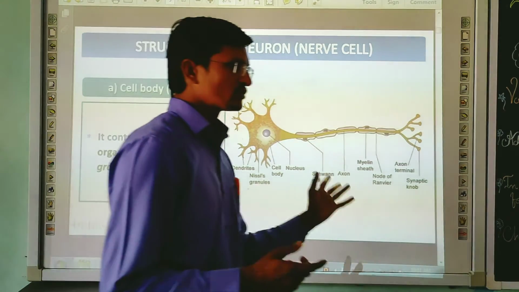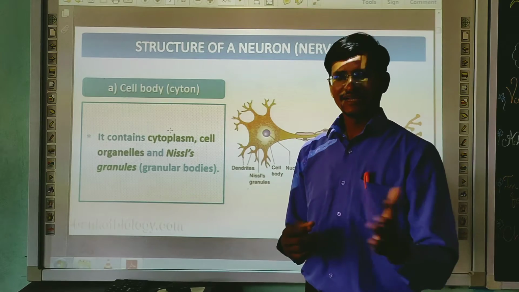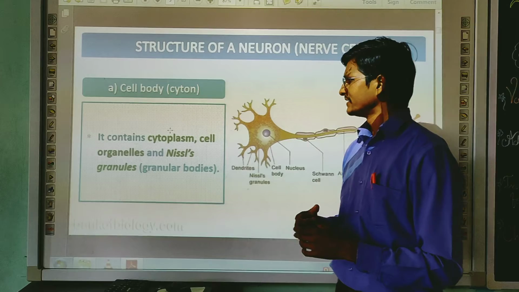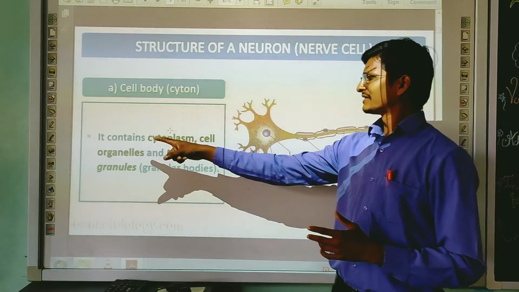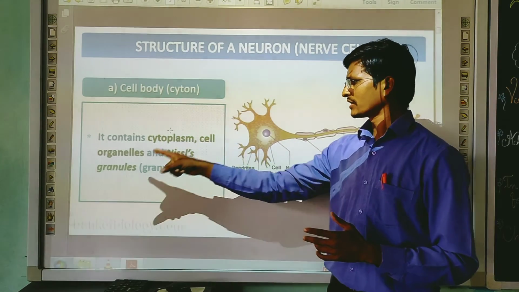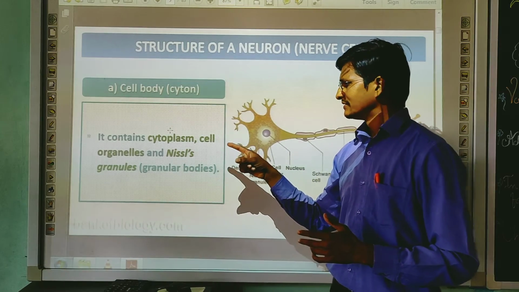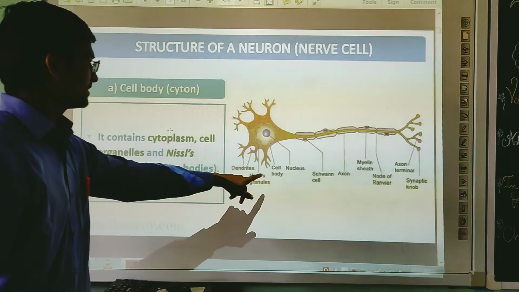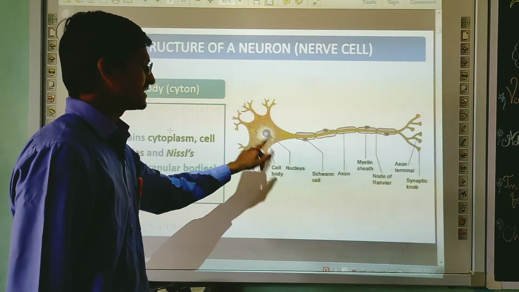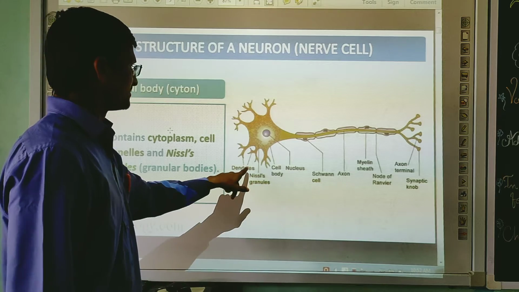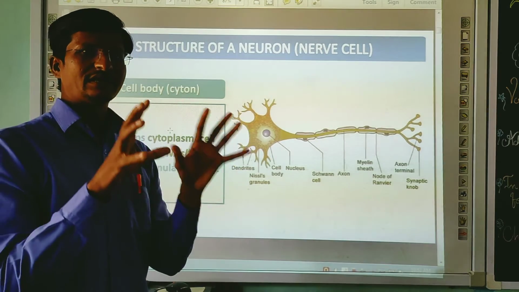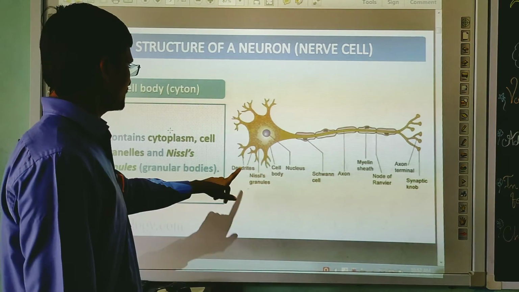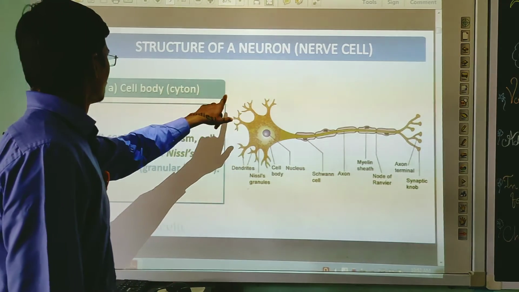In the coming class I will draw this structure on the board also, and that will be very useful for you. So here the cell body, that we call the cytosol, contains cytoplasm, cell organelles and this is Nissl's granules, that is granular bodies. And other dendrites. Okay, and the whole is a cell body.